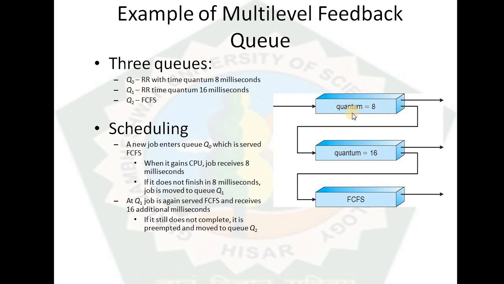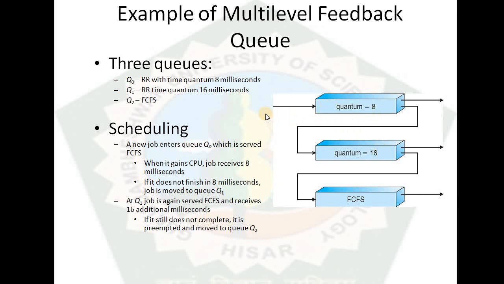In this particular example we have three queues, or the ready queue is divided between three different queues, and I have already told you that on every queue any CPU scheduling algorithm can be applied by the operating system. Here on the first queue round robin is applied, on the second queue again round robin is applied with a different time quantum, and on the third queue first come first serve scheduling is applied.